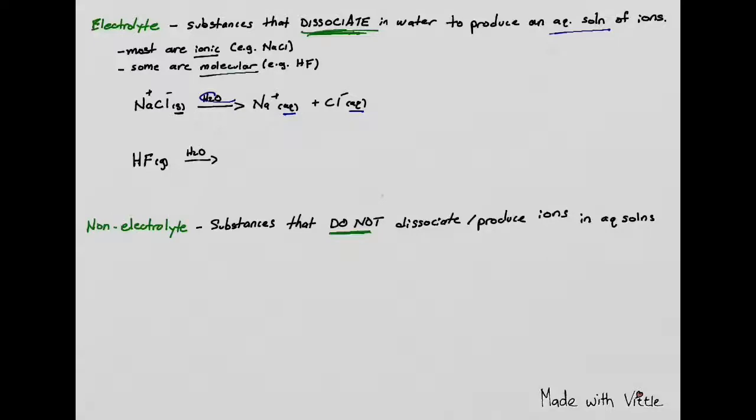However, there are molecular electrolytes out there. An example of that is HF or hydrogen fluoride. The reason it's molecular is because there is a covalent bond that exists between that hydrogen and that fluorine atom. That covalent bond implies that there is a sharing of electrons between those two atoms, whereas in the sodium chloride, there is no sharing of electrons. It's simply their opposite charges that is attracting them to each other.